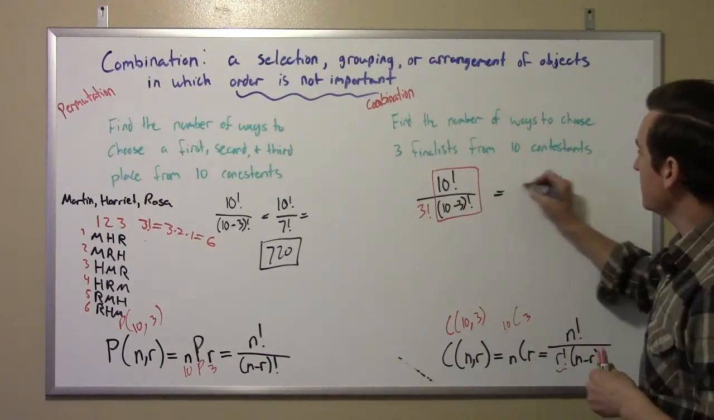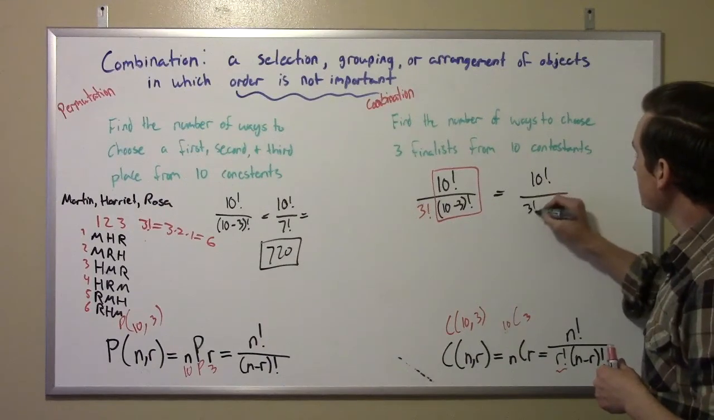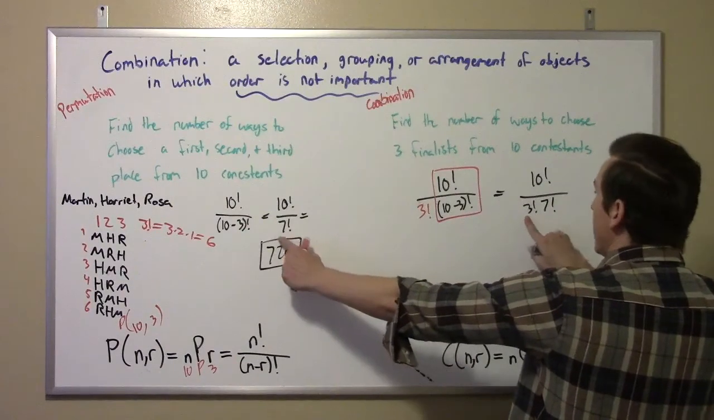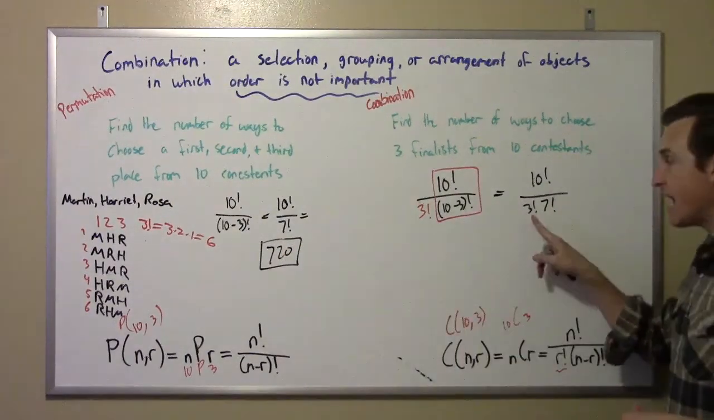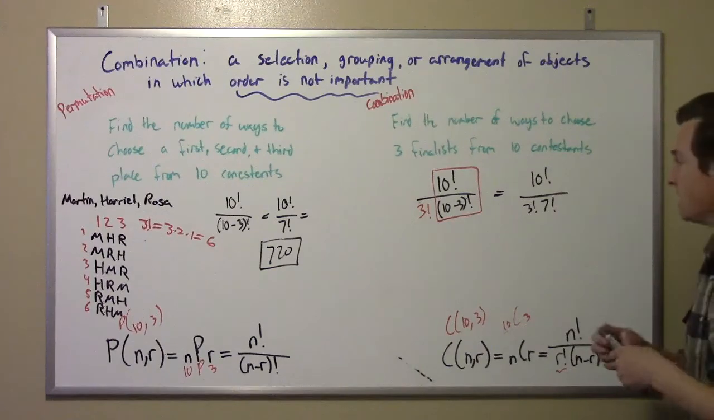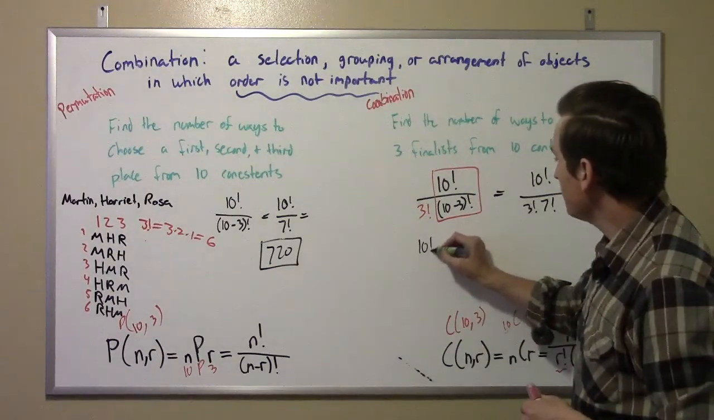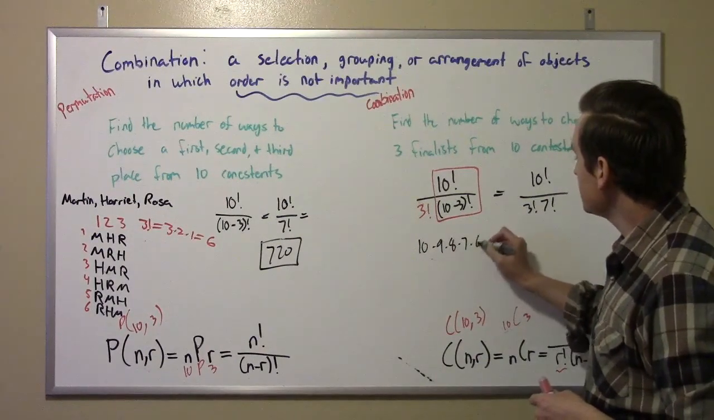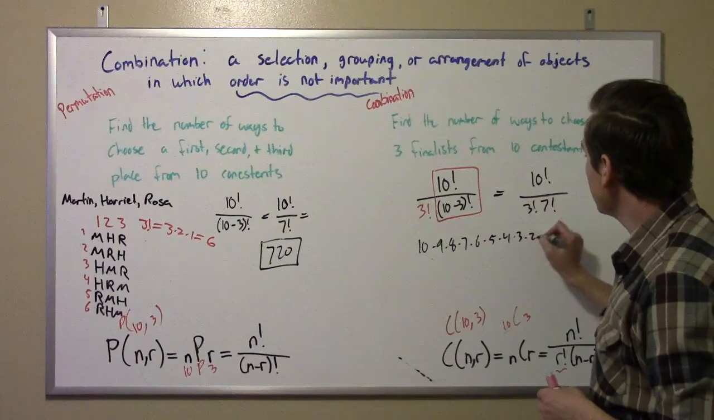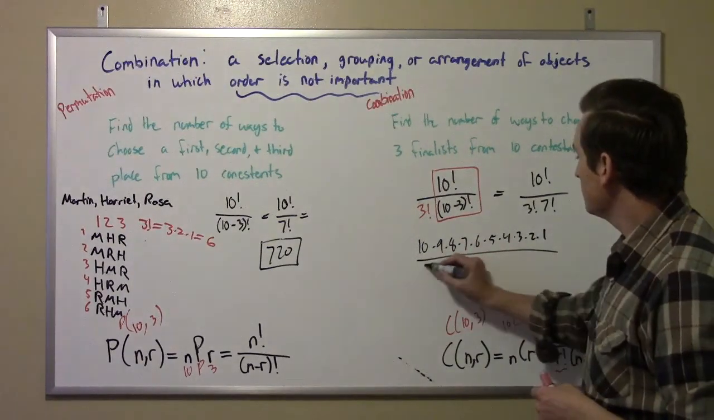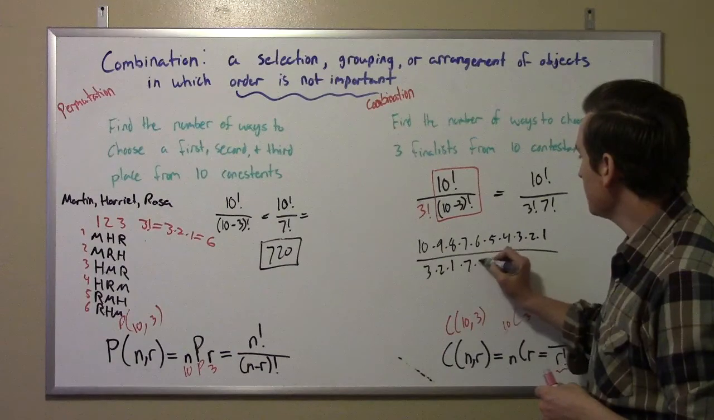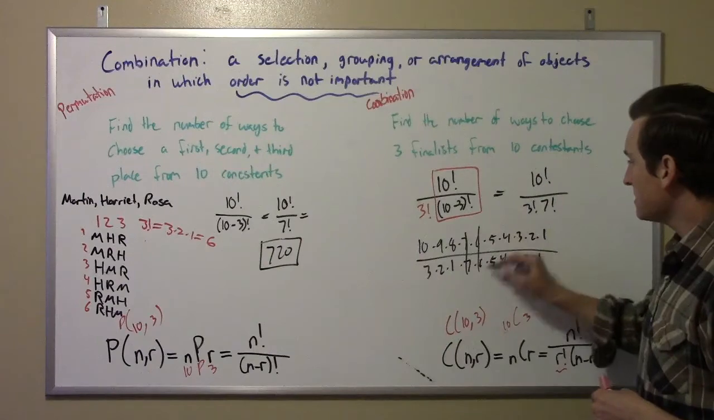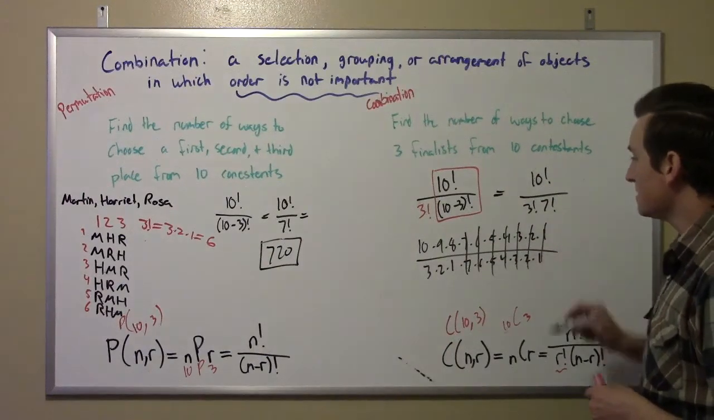So what that's going to give us here is 10 factorial over 3 factorial times 7 factorial, right? Notice, very, very similar. The only difference is this has the 3 factorial in it because that divides out the duplicates. So that's going to give us 10 times 9 times 8 times 7 times 6 times 5 times 4 times 3 times 2 times 1 over 3 times 2 times 1 times 7 times 6 times 5 times 4 times 3 times 2 times 1. So we're going to cancel out the 7s, the 6s, the 5s, the 4s, the 3s, the 2s, the 1s.